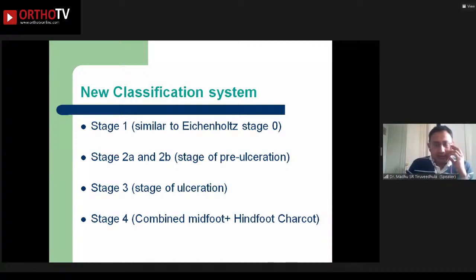So we described a new classification system. We designed a classification system from stage 1 to stage 4. Stage 1 is similar to Eichenholtz stage 0. Stage 2, which divides into stage 2A and 2B, is a stage of pre-ulceration. But once there's ulceration, it is stage 3. And when there's a combined deformity of hindfoot and midfoot, it is stage 4.